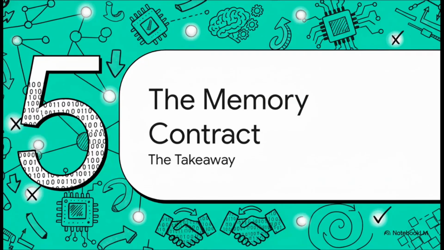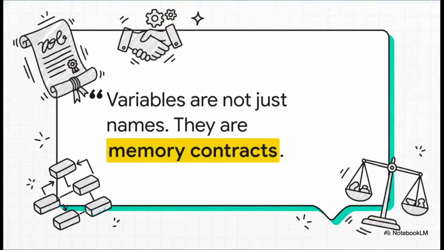So, what's the fix? How do we stop this from happening? It's actually all about a big shift in how we think about our code. We have to start thinking of something I like to call the memory contract. And this is the single most important takeaway from all of this.